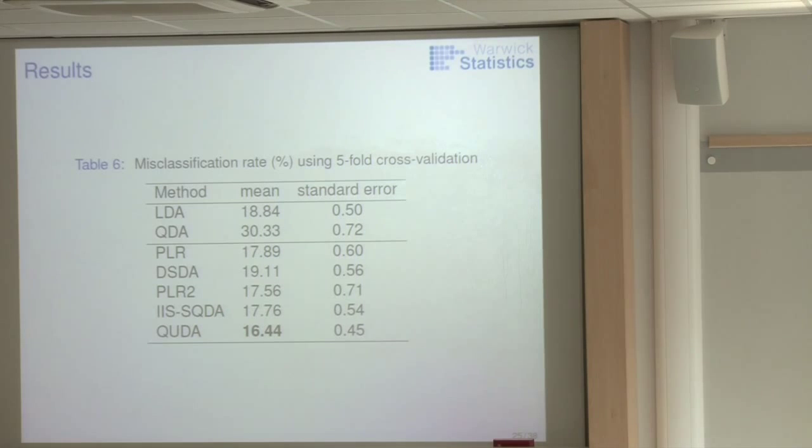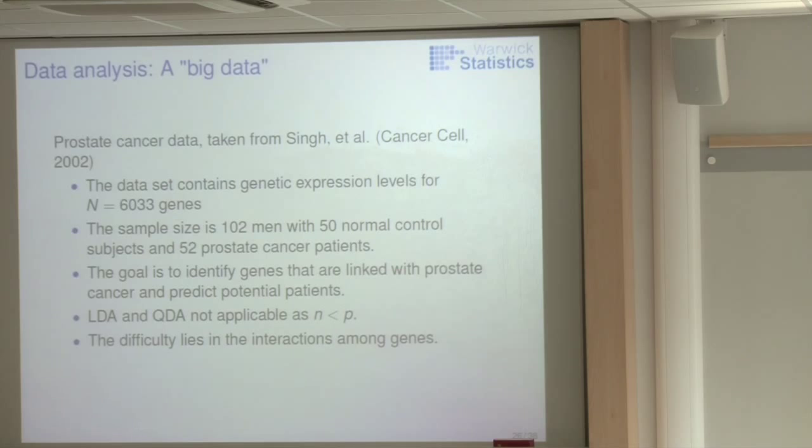Okay, and let's look at a high-dimensional problem. We are looking at the prostate cancer data taken from this paper, and here we have about 100 patients, and we are going to look at P genes that are possibly related to the disease status.